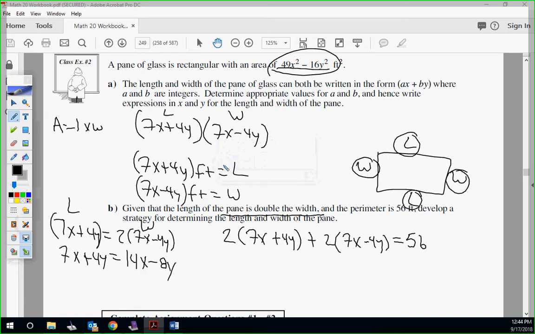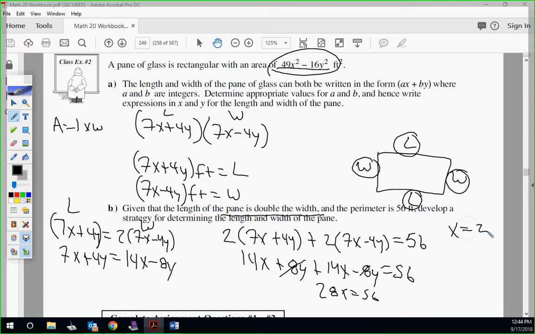Okay, so then we're going to simplify this one now, because we're setting up our systems. This is one of our systems. This is our second system, okay? So if I do this one, I get 14x plus 8y plus 14x minus 8y. And this one sets up nicely because your y's go away, right? And so my y's go away, giving me 28x equals 56. So now you can solve for x, x is 2. Divide by 28 to both sides.